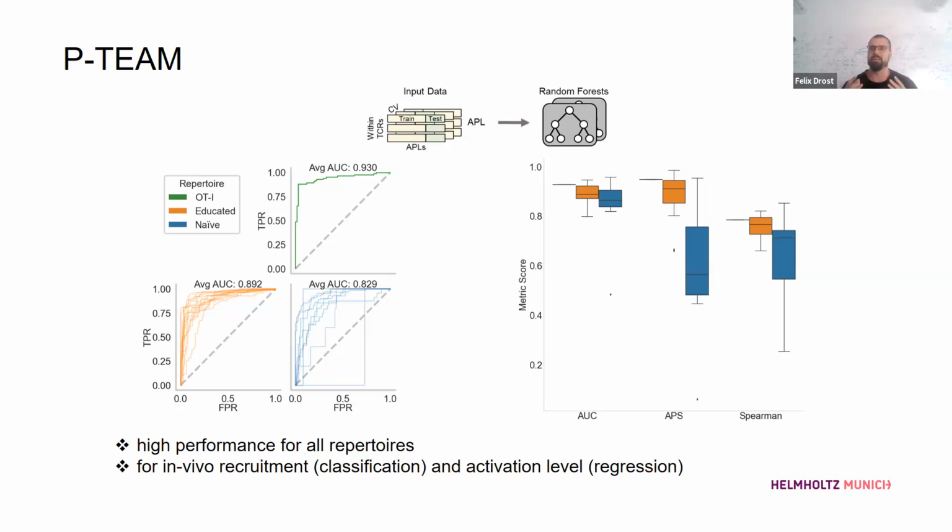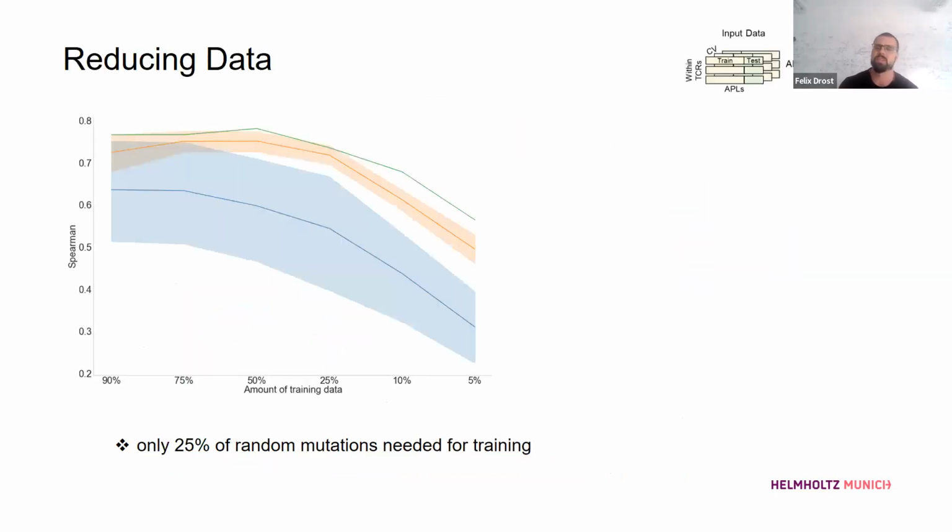Of course, this model itself is not particularly useful. You need 151 mutations to predict the last mutation. That is not a setting that we want to have. So naturally, we tried to reduce the data that we need to train this model. And we tested the model by decreasing the amount of data we used for training. And we can see that for the educated repertoire here in orange and the OT1 in green, approximately 25% of the data set is enough to still have a comparable model.